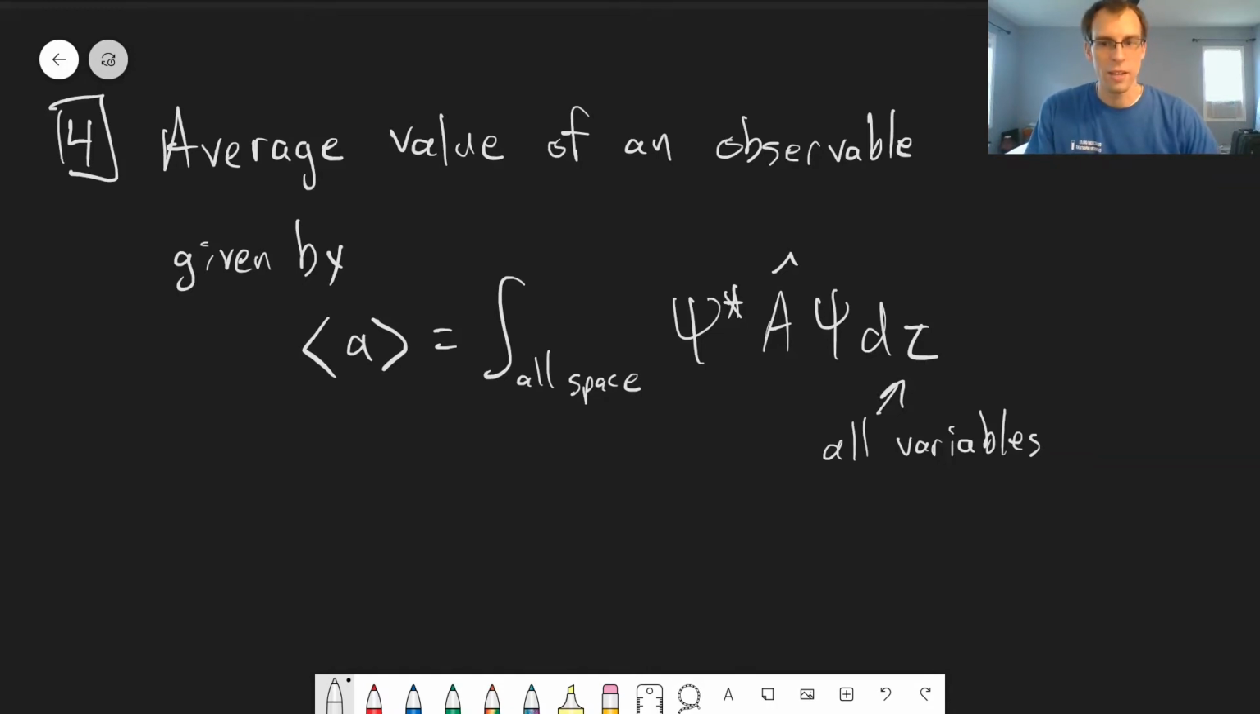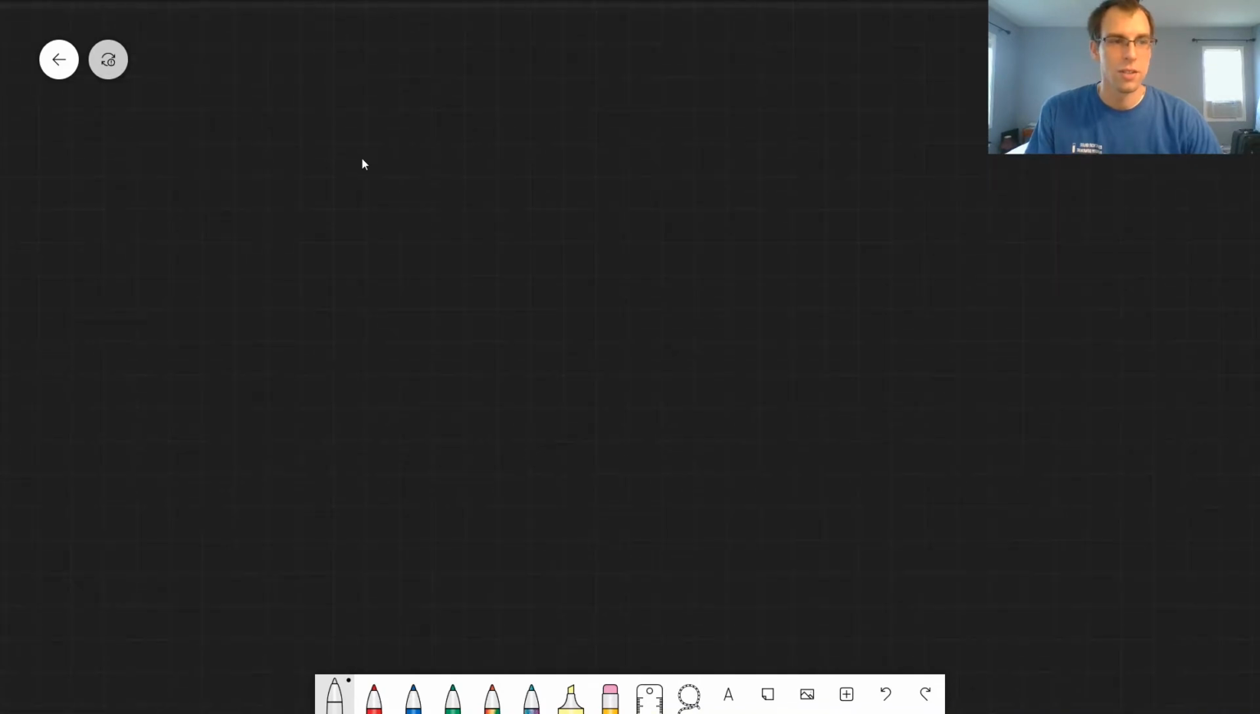Okay, and so that's the postulate, and we've seen this in action already with finding that the average momentum of a particle in a box is 0. We can look at this with more complex examples. So let's go ahead and do that. We'll look at example 4-4 from your textbook.